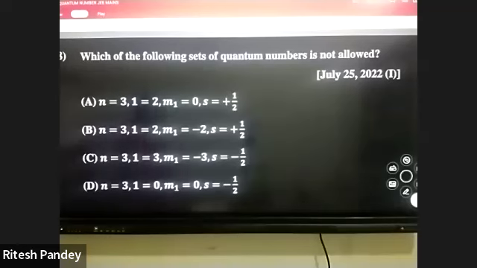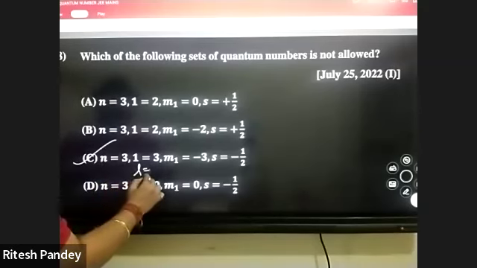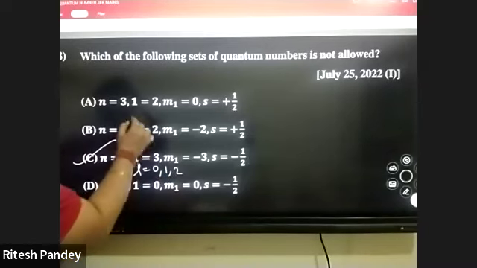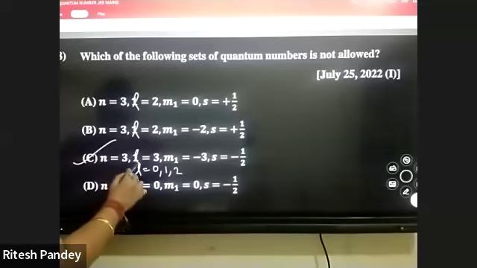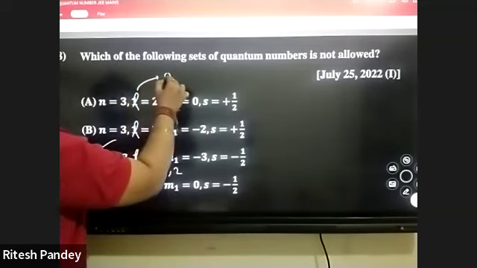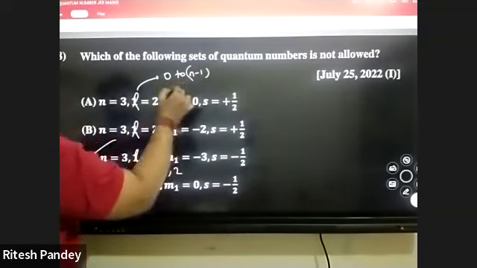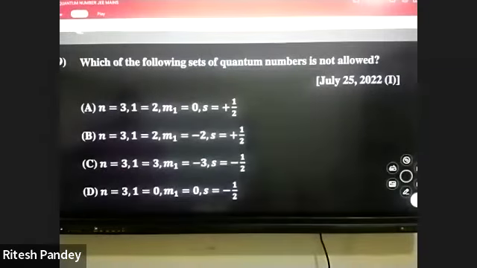C. Yes, please. C. Naturally, C is not allowed because for n equal to 3, the possible values of L are 0, 1, and 2 only. This is L certainly. You figure it out. It's going to be L only. The values of L possible are 0, 1, and 2 only. The maximum value of L can be n minus 1, from 0 to n minus 1. So for n equal to 3, L equal to 3 is not possible. You have a doubt somewhere? You'll want to stop me. We move to question 9.